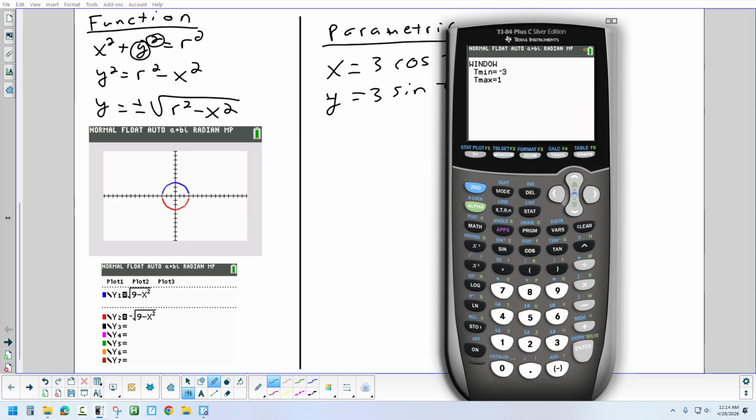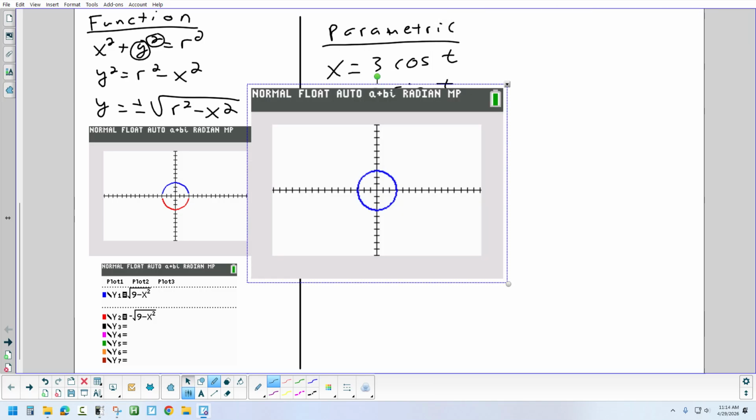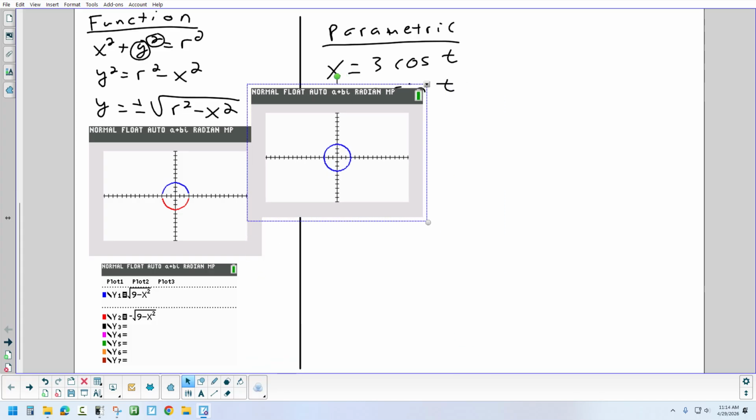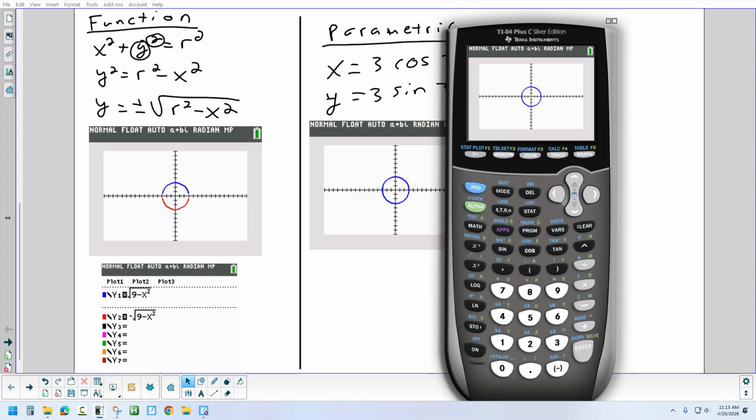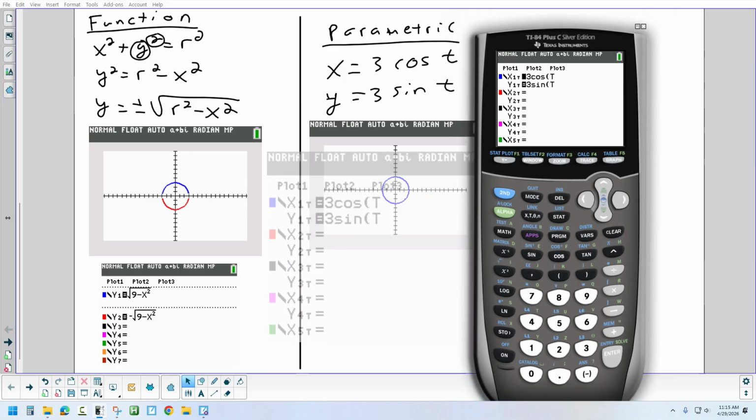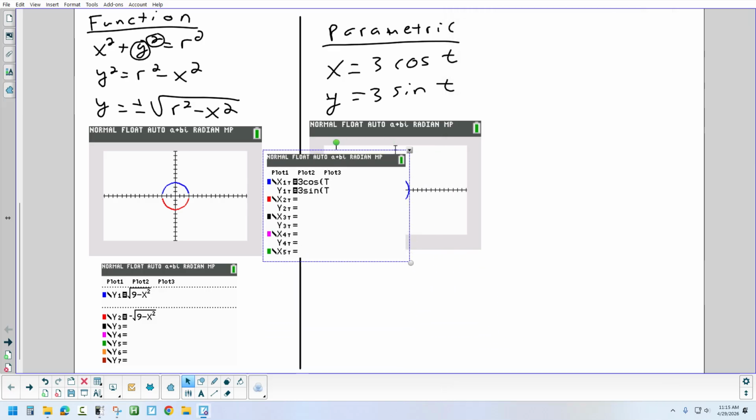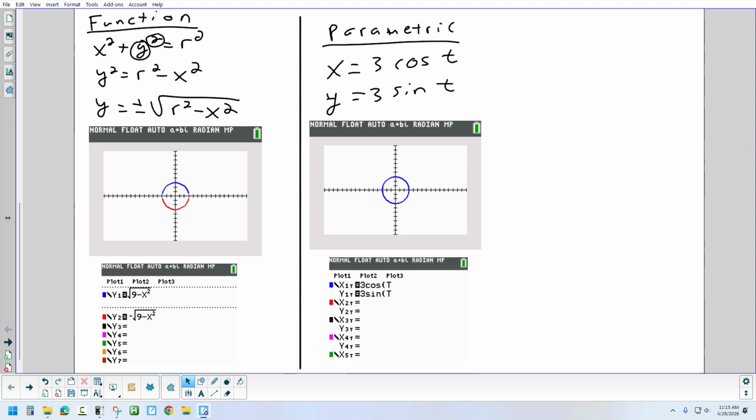I didn't set my parameter from 0 to 360. Sorry. So let's go t min is 0, t max 2 pi because I'm in radians. Now I'll get a full picture. Okay, so there's your picture. And that actually connects. That is a circle. Who cares it fails the vertical line test? We're not drawing functions. We're drawing things parametrically. So we get a nice picture. And here were the formulas that we used. Okay, so that's parametric. Any questions on that one?